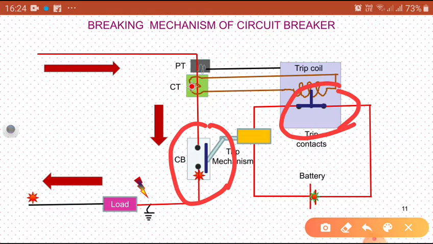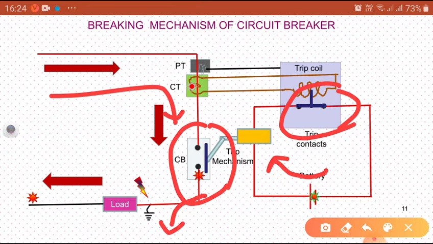Once it is closed, whatever electrical energy is given to the coil is going to operate this one and open it, then no current is flowing here. So whatever current is coming here is stopped here only. So there is no feeding of the fault point.